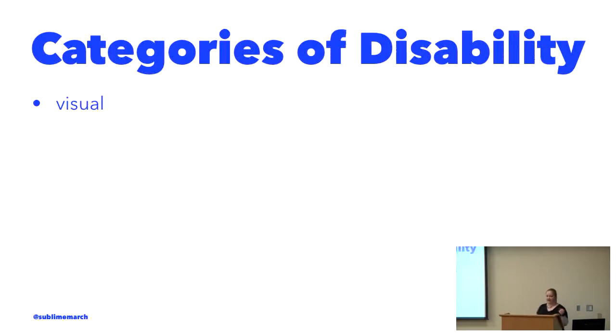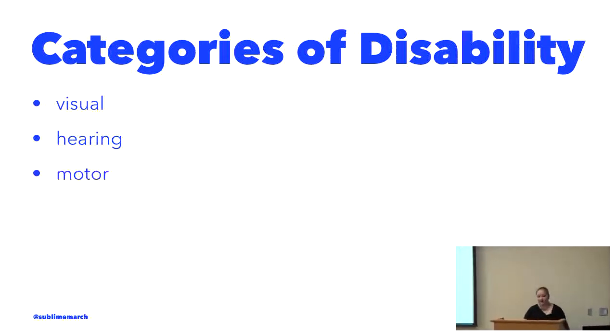So the first of these is a visual disability. This includes complete or partial blindness, low vision and color blindness. Hearing: this includes deafness, hard of hearing, hyperacusis, which is a sensitivity to certain frequencies and volumes of sound. The next category is motor disability. This includes things like paralysis, cerebral palsy, and dyspraxia, carpal tunnel syndrome, repetitive strain injury.